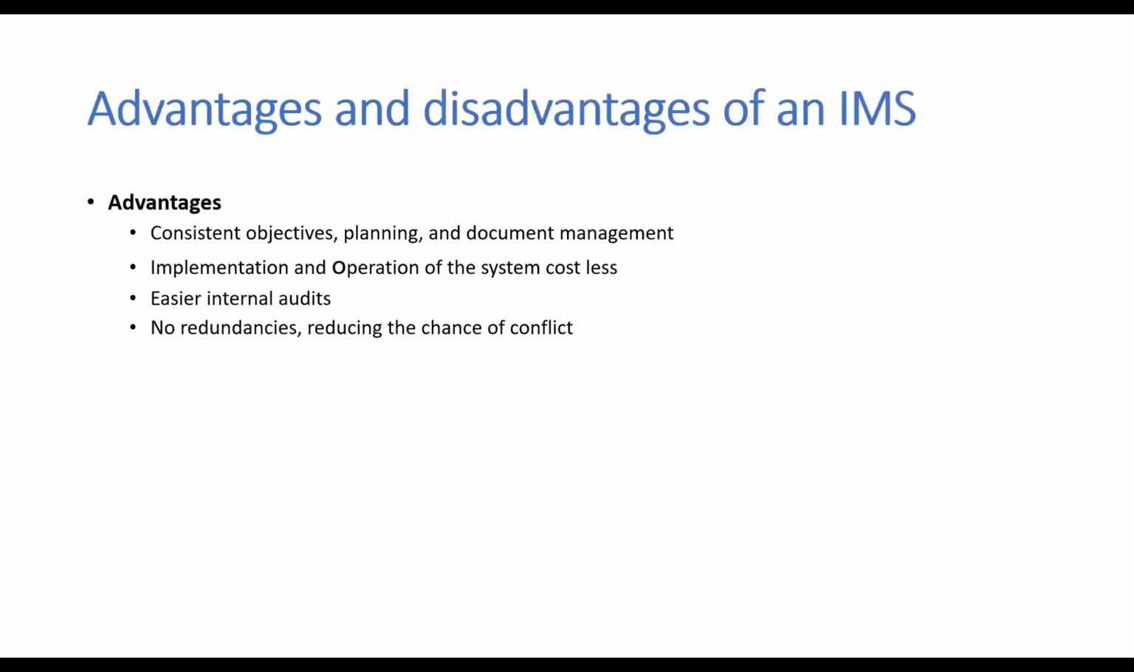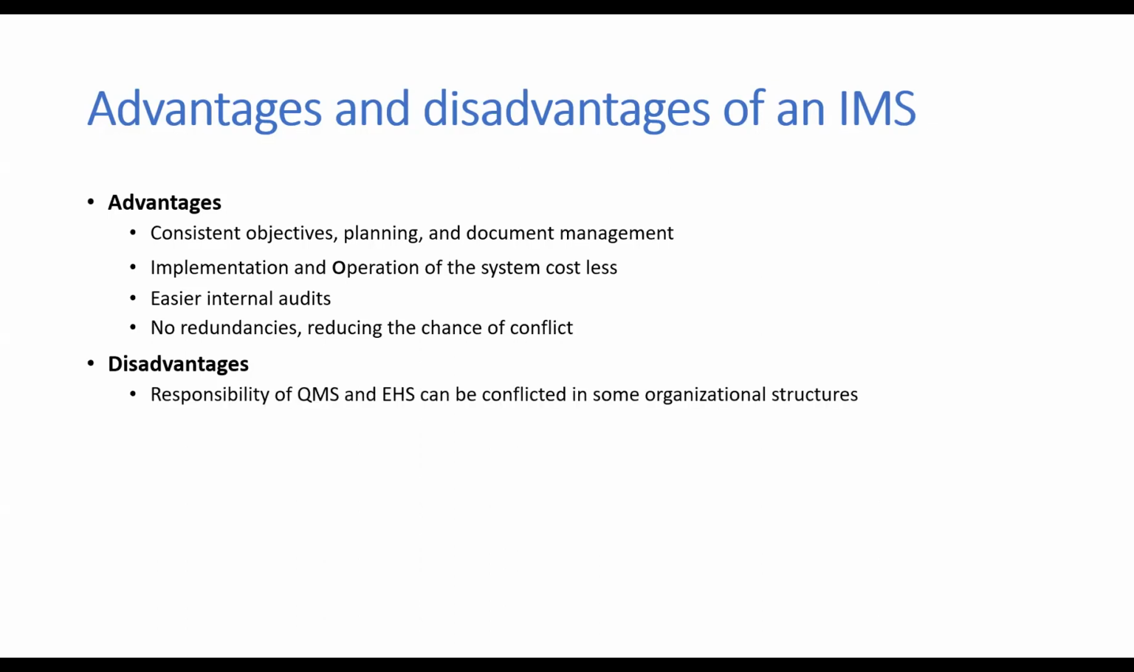There are some advantages and disadvantages of an IMS management system. The advantages are, you can see that objective planning and document management is easy. Instead of making three procedures for objectives, three procedures for purchase, three procedures for quality, three procedures for each standard requirement, it's easier to have one procedure for meeting all these three requirements.